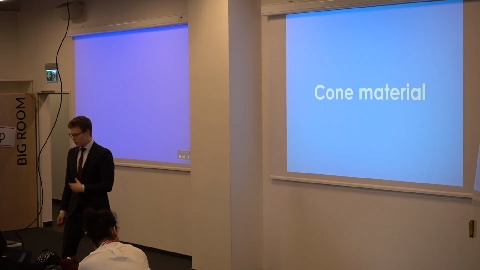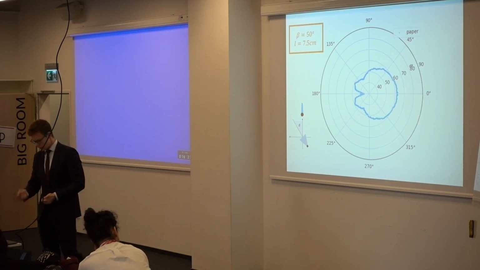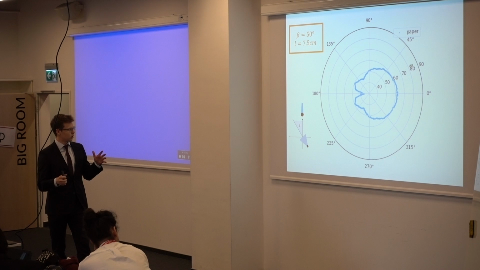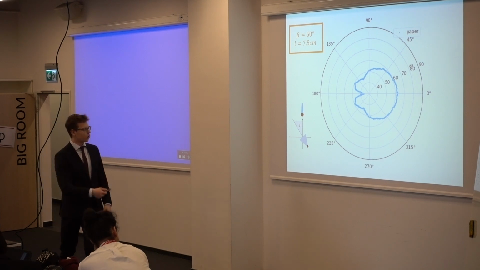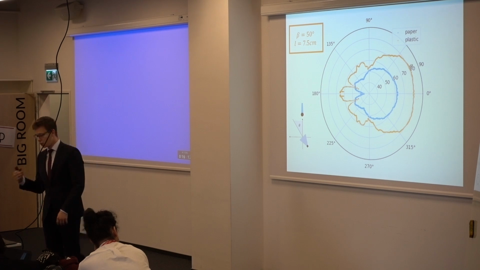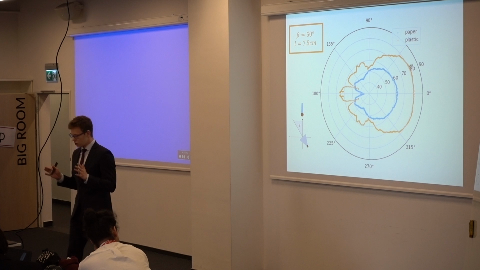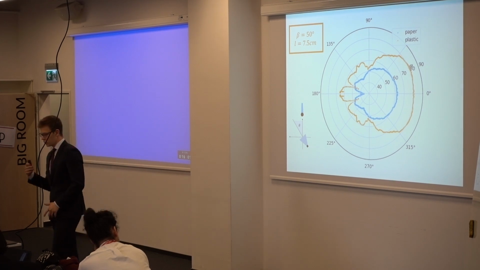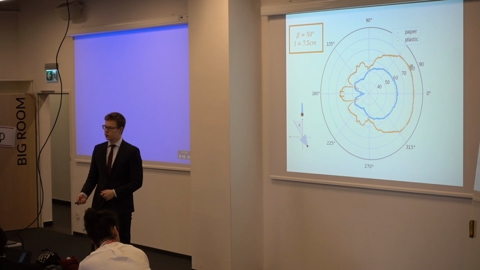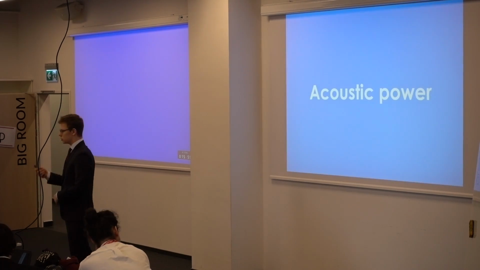For cone material, we compare different materials, paper and plastic horns. A paper horn has its acoustic intensity as such, but by adding a plastic horn, we're able to see much higher intensities. This is due to the fact that by using plastic, which is a stiffer material, the energy transfer is a lot more efficient.